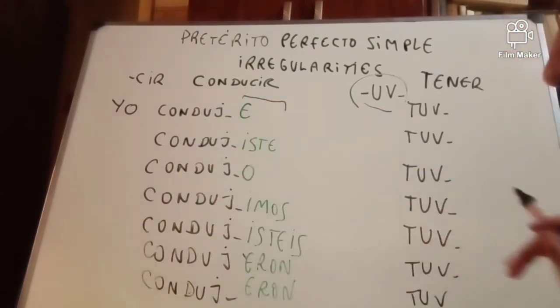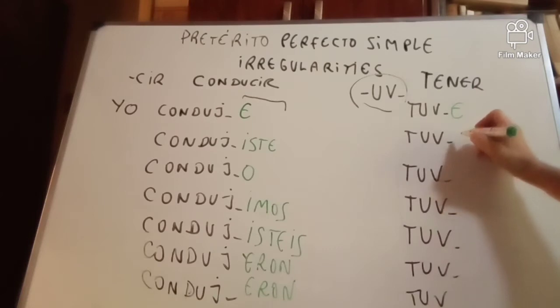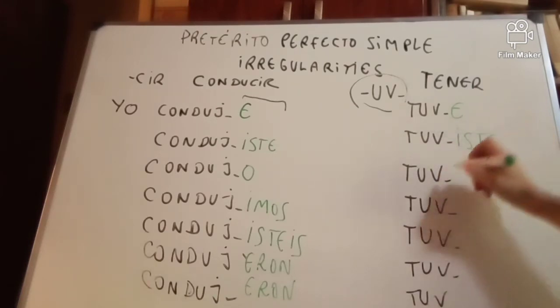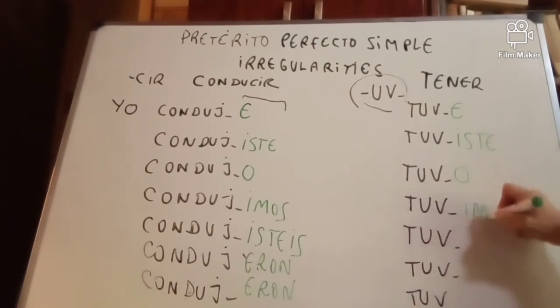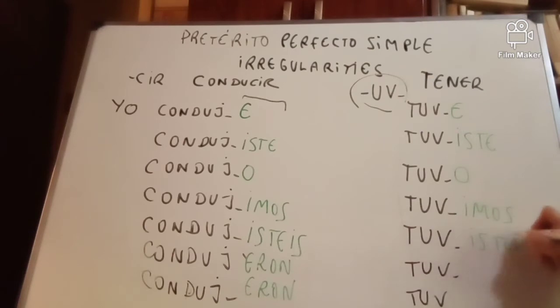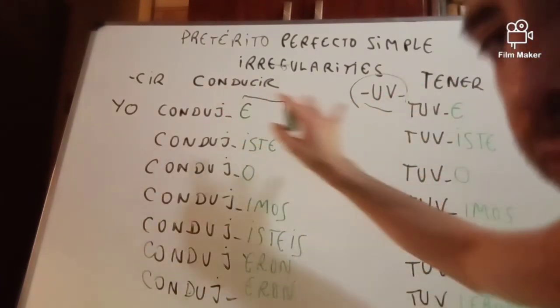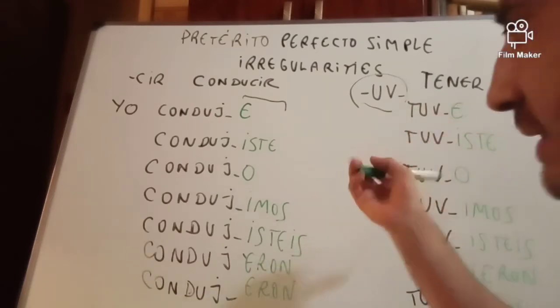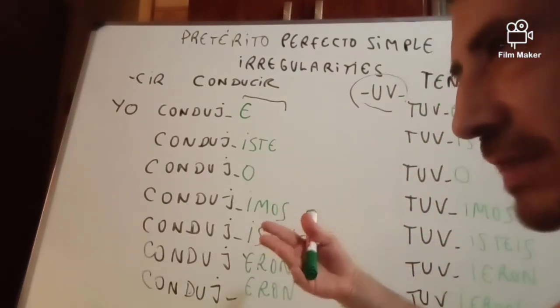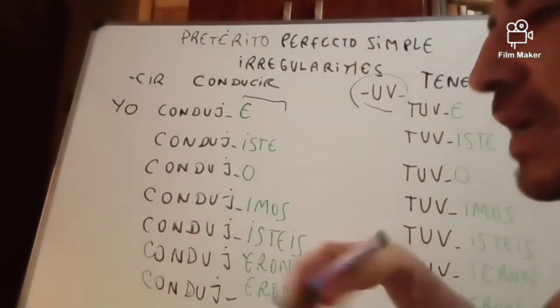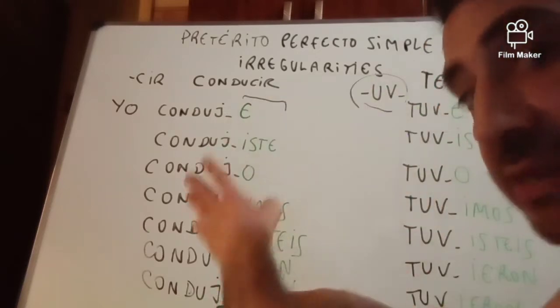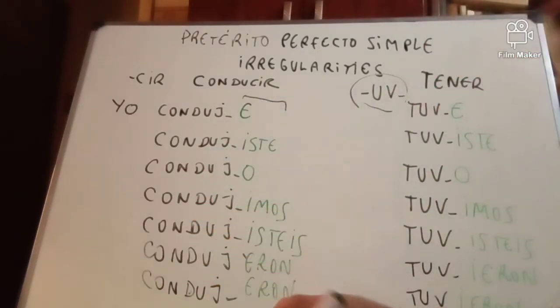endings as here. Yo tuve, I had, tú tuviste, you had. Él, ella tuvo, nosotros tuvimos, vosotros tuvisteis, ustedes tuvieron, and finally, ellos, ellas tuvieron. Although all these verbs are irregular, as you can notice, the endings for both groups are the same. This happens in most cases in irregular verbs in the past, pretérito perfecto simple. We'll see some exceptions, but in general we see that this is what happens most times.